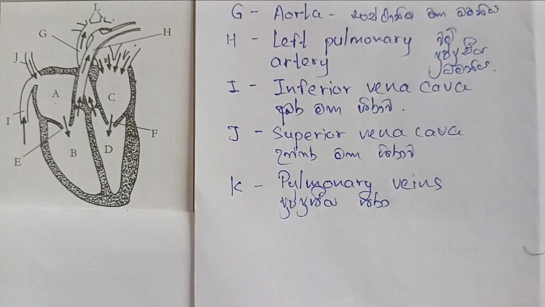So with that we have labeled all the main structures in the human heart. So this is a longitudinal section of the human heart. In Sinhala we call it Siraskada. Longitudinal means Siraskada.